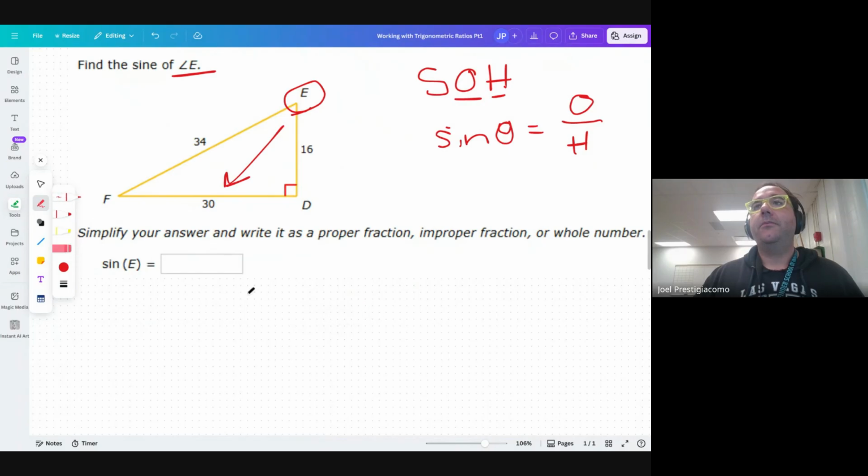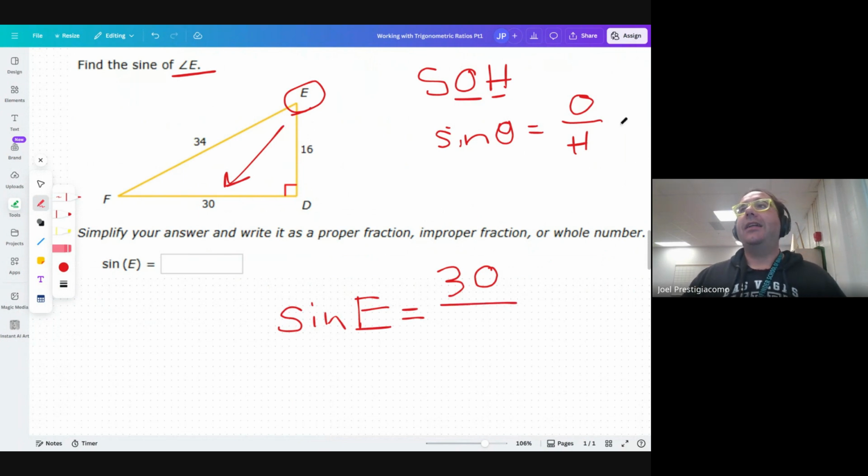The sine of angle E is going to equal, the opposite side is 30, divided by the hypotenuse, which is 34.